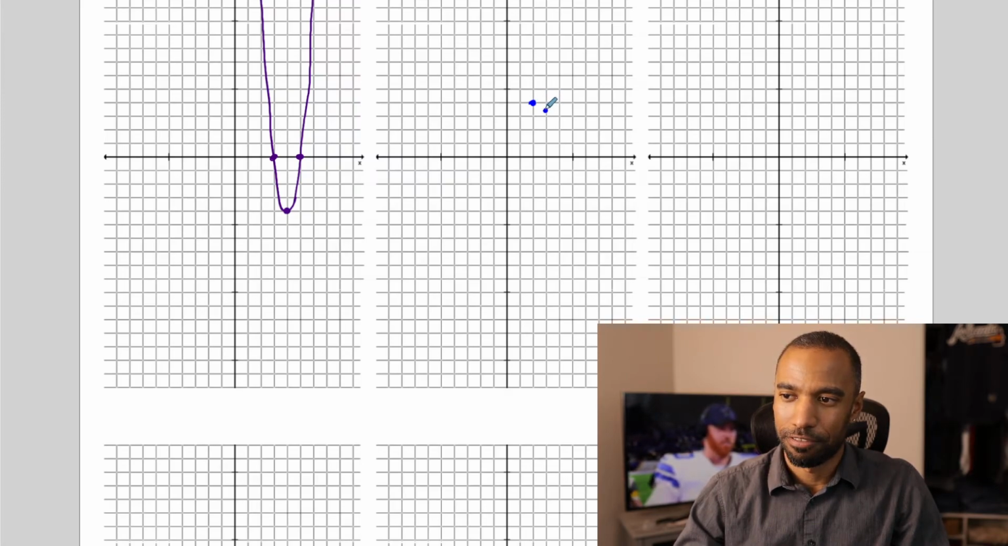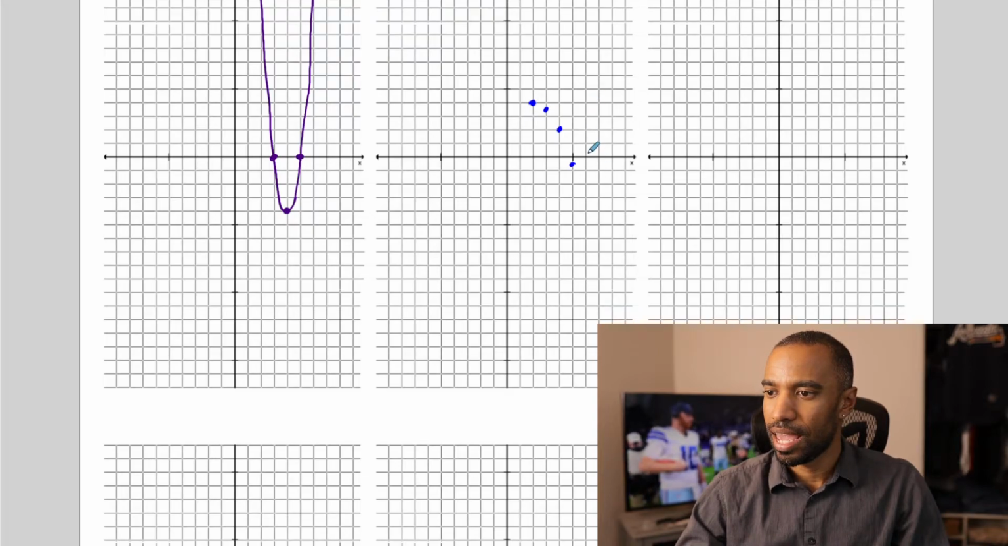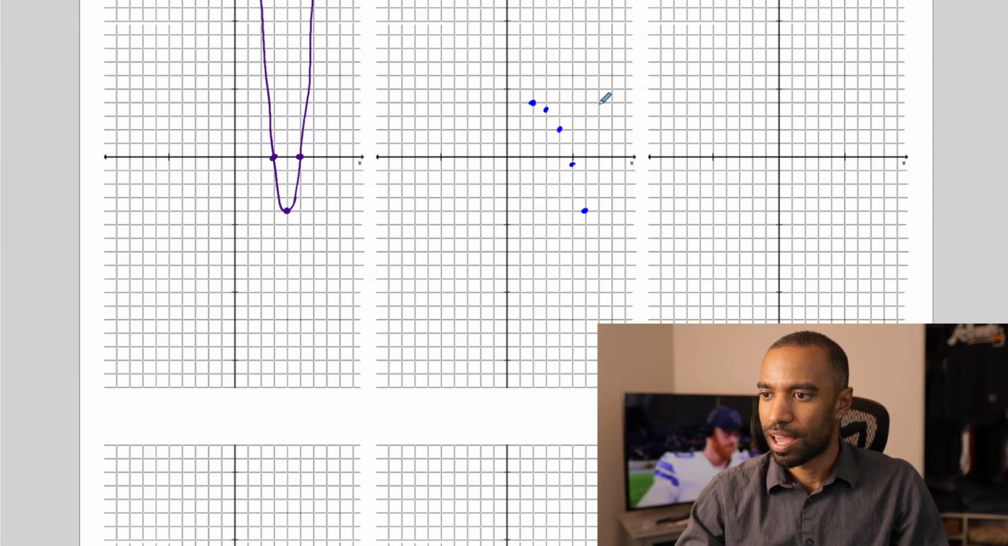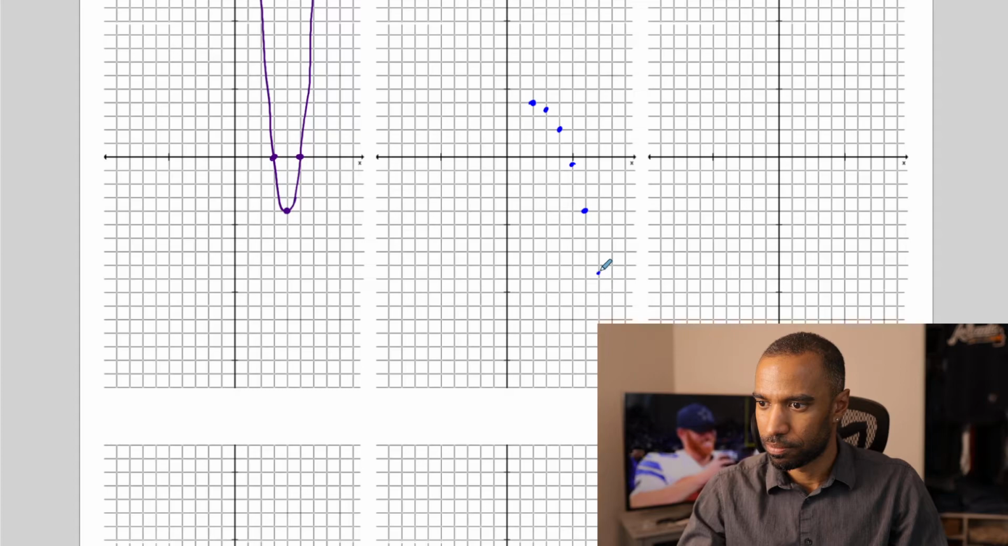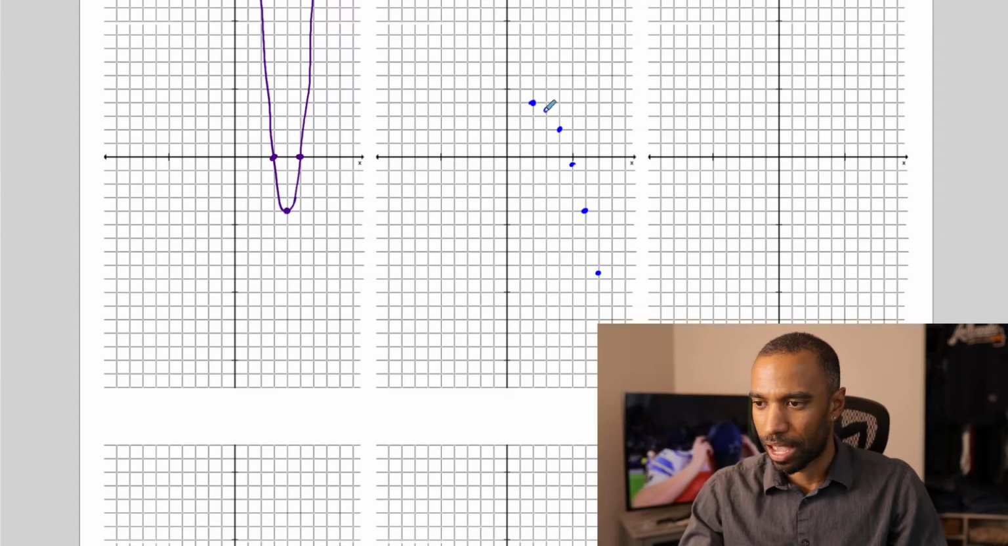1, 1/2, that's half of 1. 2, 2, because that's half of 4. 3, 4.5, because that's half of 9. 4, 8, because that's half of 16. 5, 12.5, because that's half of 25. I hope I'm counting that right.